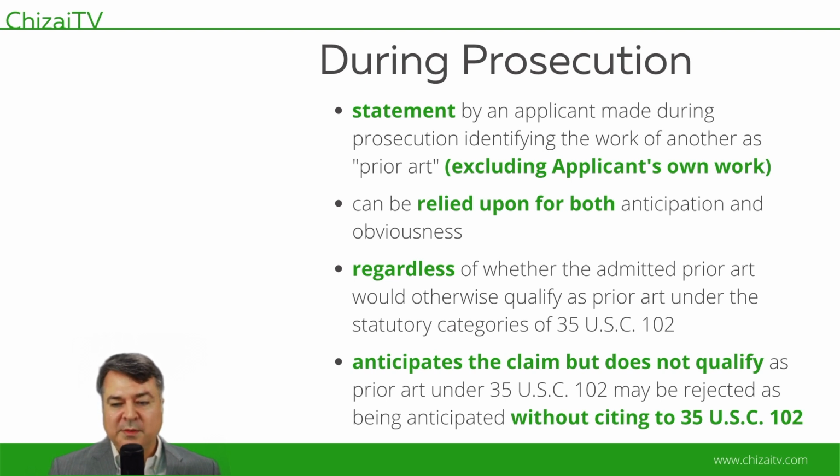And so, for example, if a statement is made, it can be relied upon by an examiner for both anticipation and obviousness. This means that if you say something is prior art, an examiner can say, okay, the applicant said this is prior art, so I can use this reference or disclosure to give you a 102, which is anticipation, or a 103 rejection, which is obviousness. And regardless, the third point, regardless of whether the admitted prior art would otherwise qualify as prior art under the statutory categories of 35 USC 102.